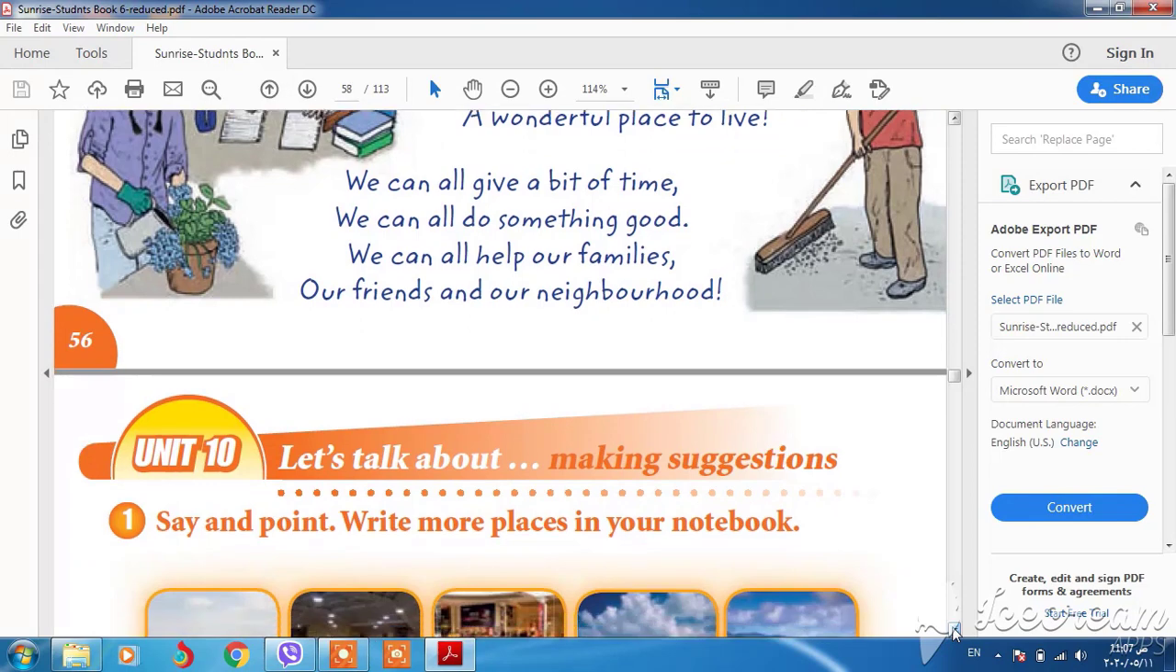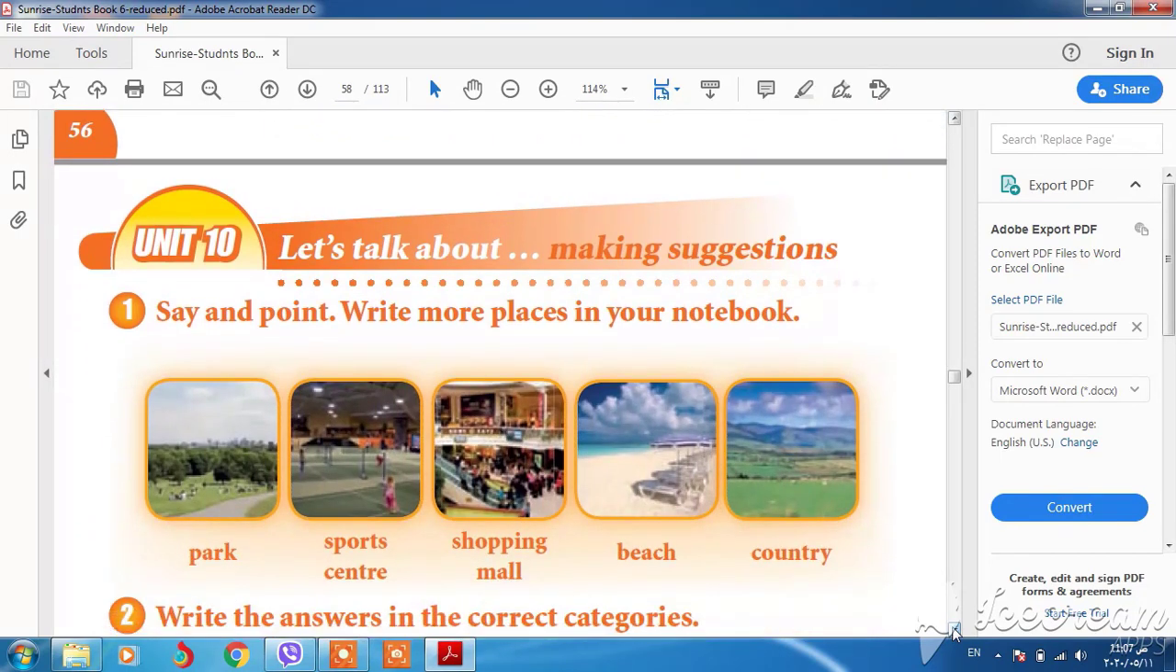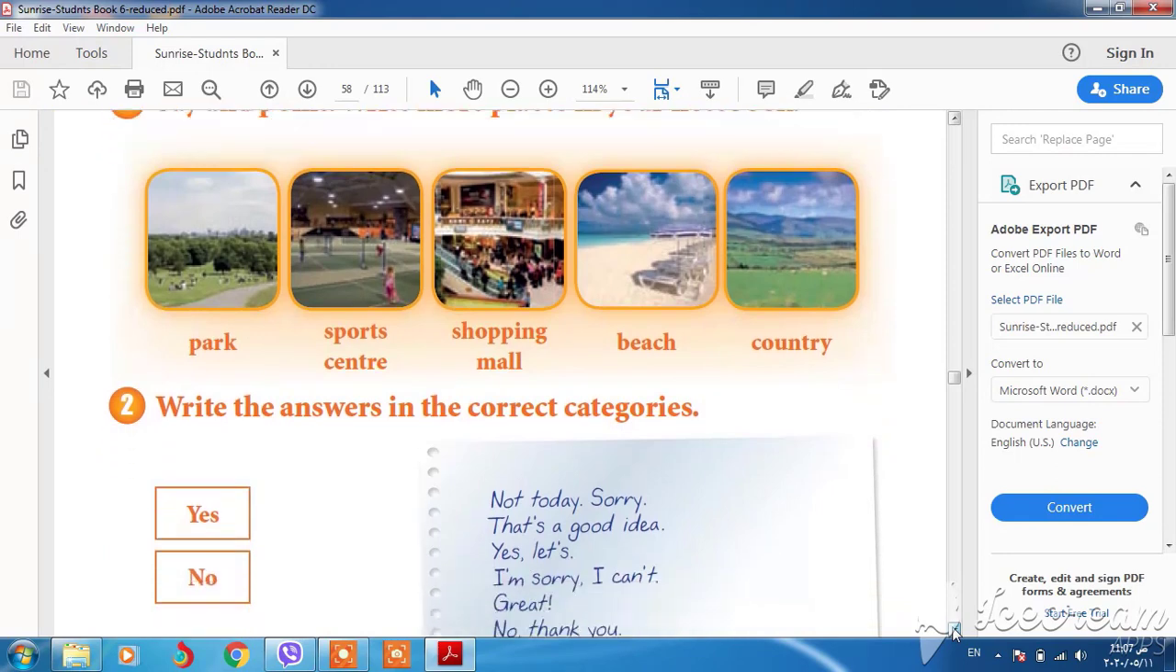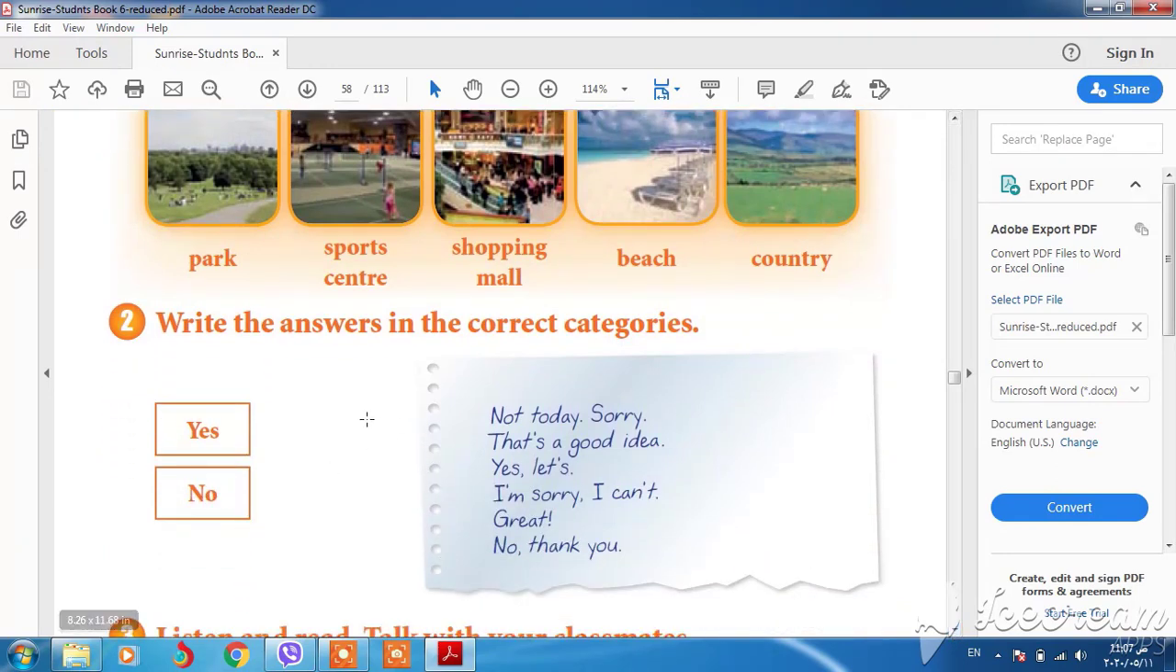Okay, and now go to this page 57. We have these categories. We have yes and we have no. If someone asks you to go with her or to do something, instead of yes or no, you can say what? For yes, you can say that's a good idea, and you can say yes, let's, and you can say great. For no, you can say not today, I'm sorry, or I'm sorry I can't, or no thank you.